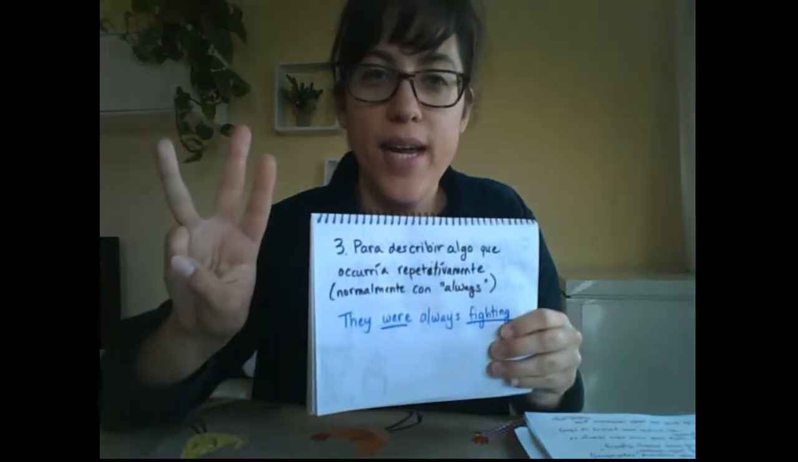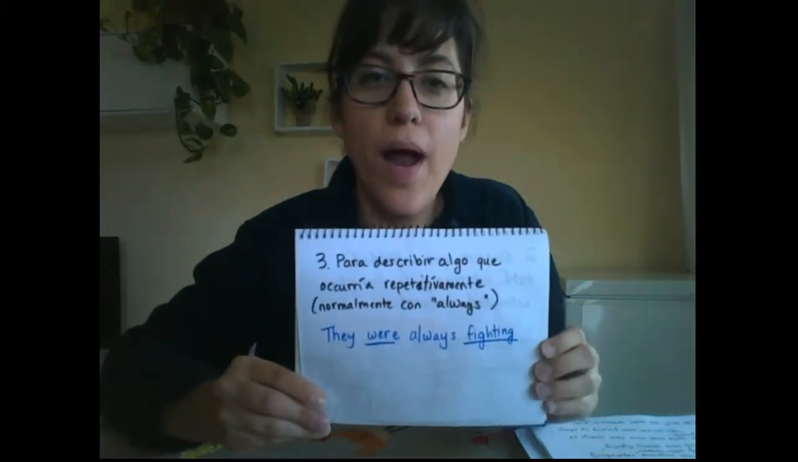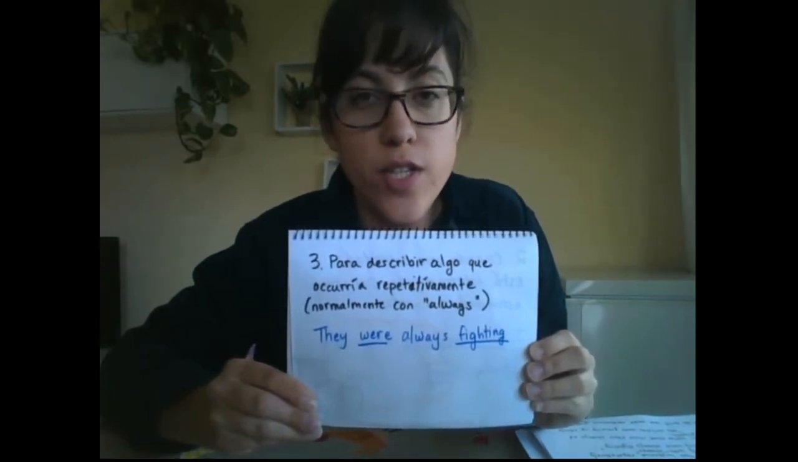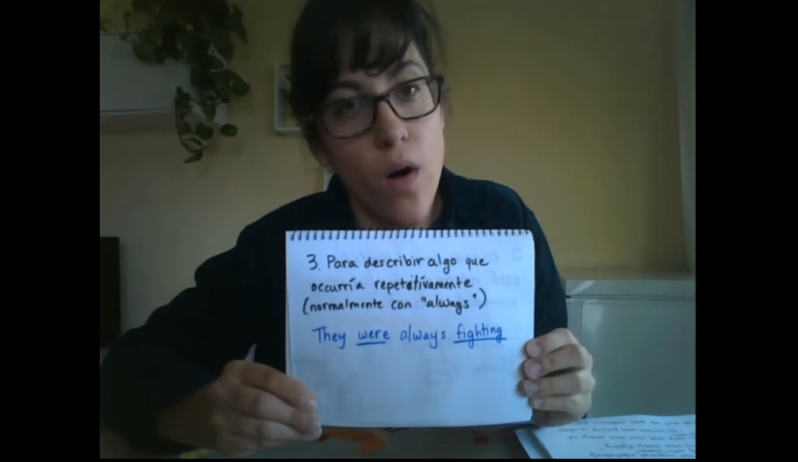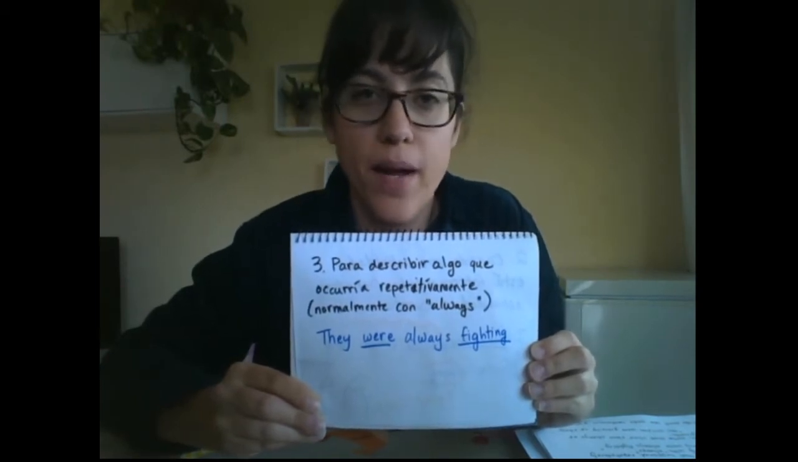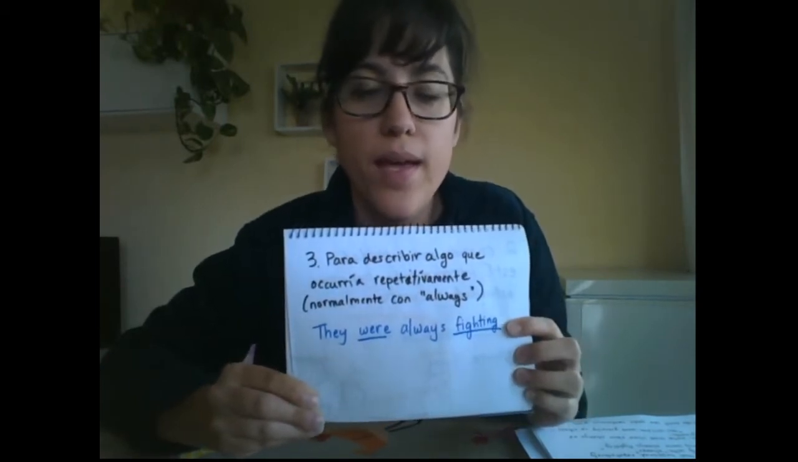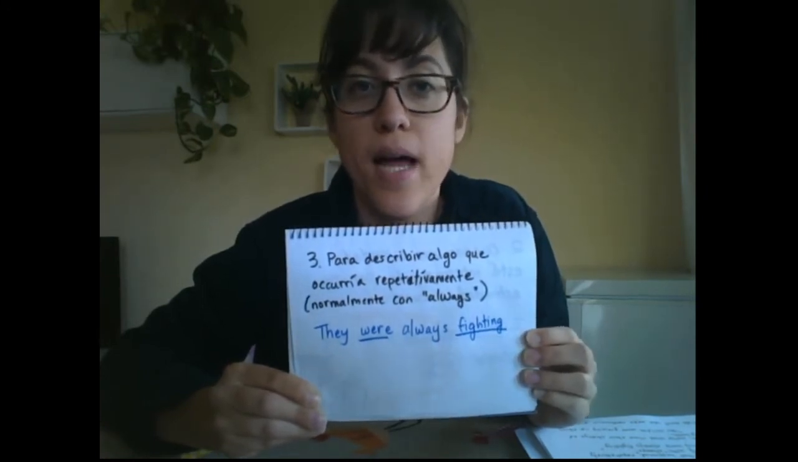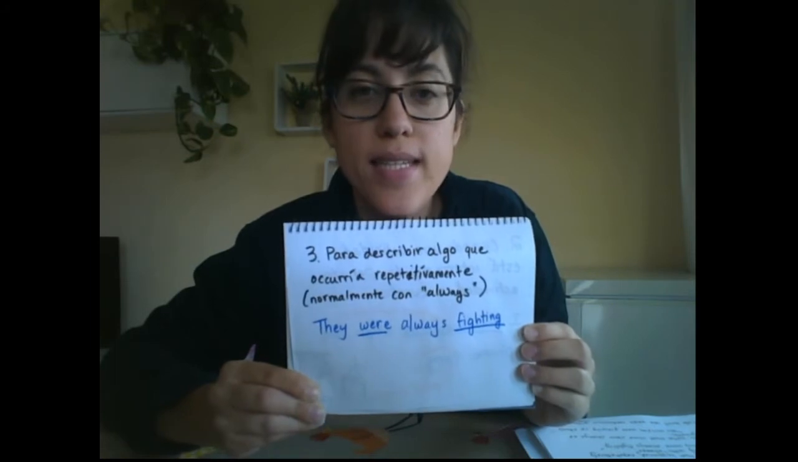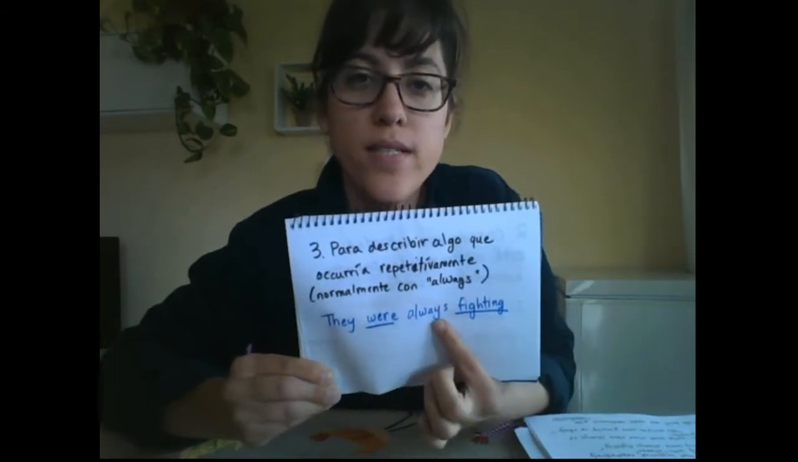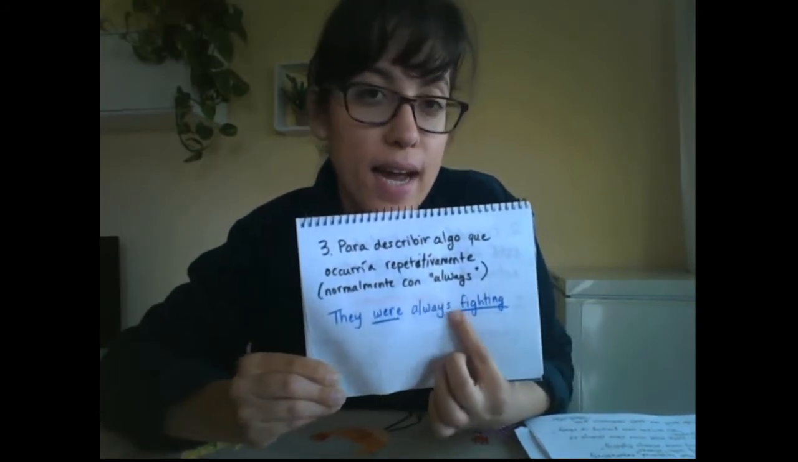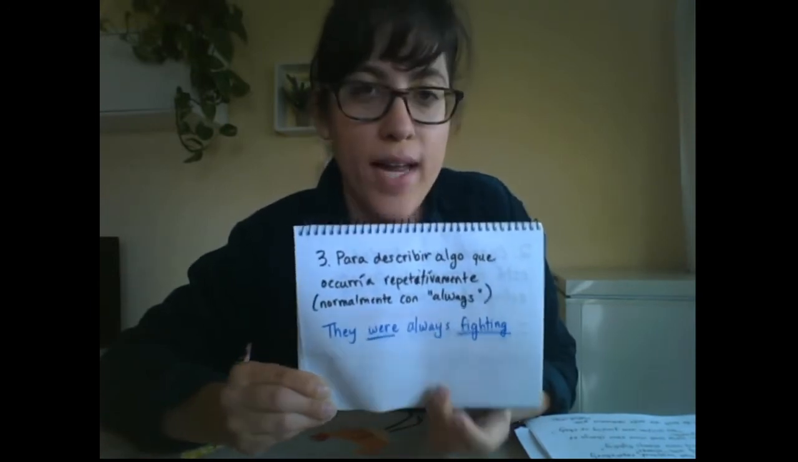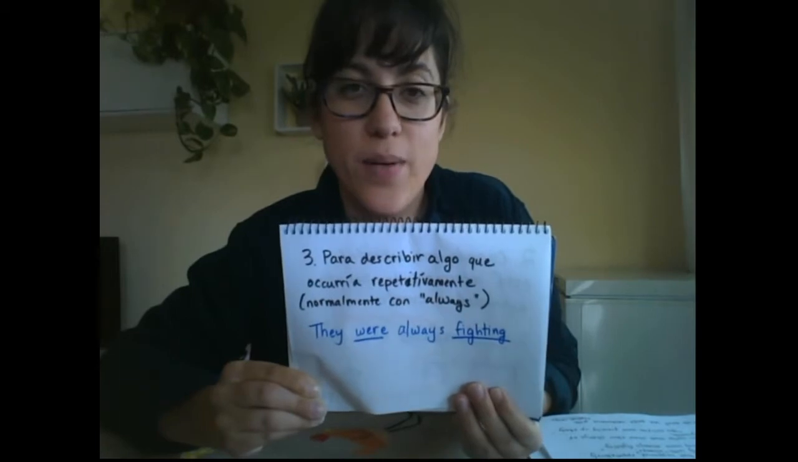Use number three. To describe something that happened repetitively, usually with the word always. Always is siempre. Okay, so for example, they were always fighting. Siempre estaban peleando. In this case, always va a colarse entre were and fighting. Pero da igual, were fighting is the past continuous.